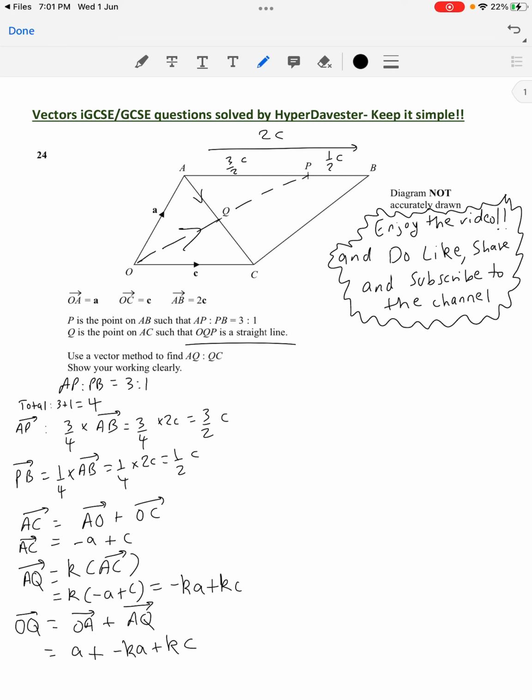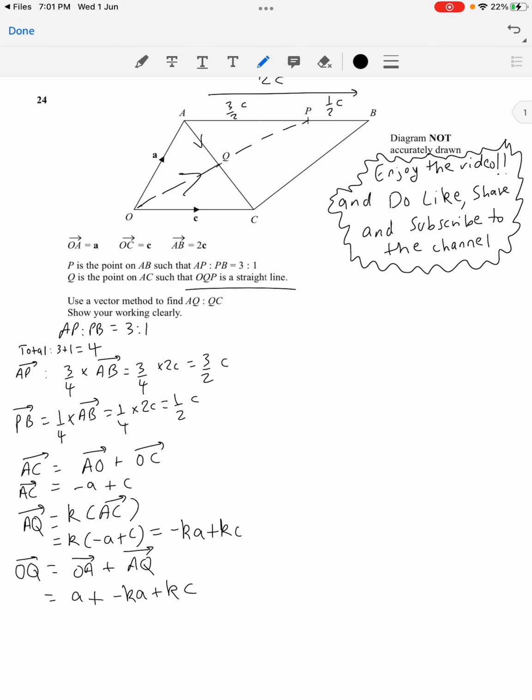Since they both have A, we're going to group these like terms together to get OQ is equal to A brackets 1 minus k plus kC. So your factorization in brackets should be really strong. So now we have found out what OQ is.